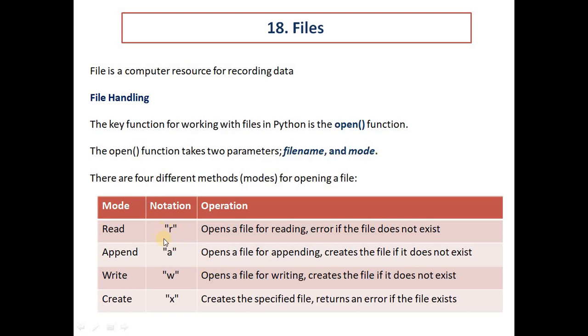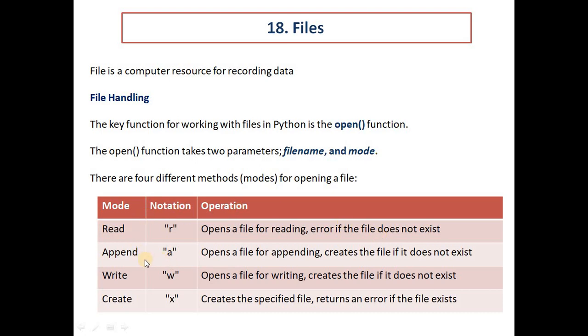The first mode is R, which means reading mode. It opens a file for reading, or it will display the contents of a file, and it will display an error if the file does not already exist. So if the file is already created and existing, it will display the file. If the file does not exist, it will display an error that the file does not exist.